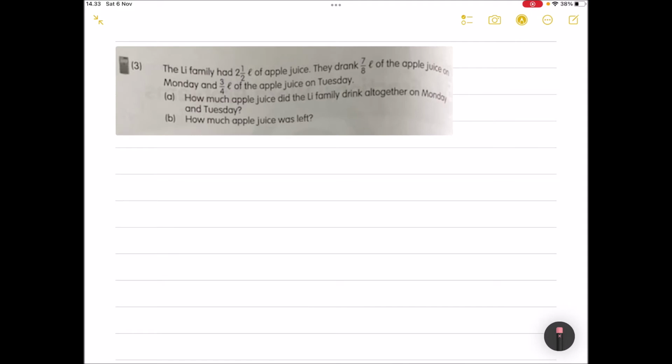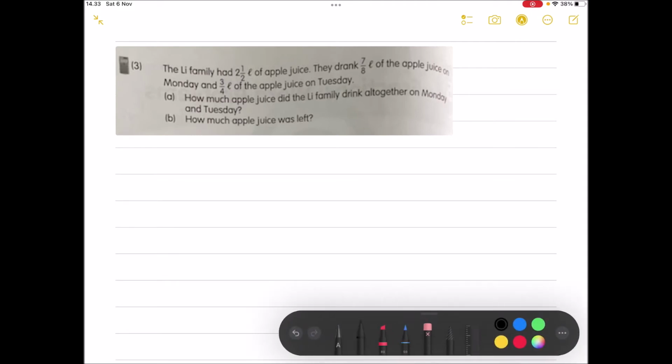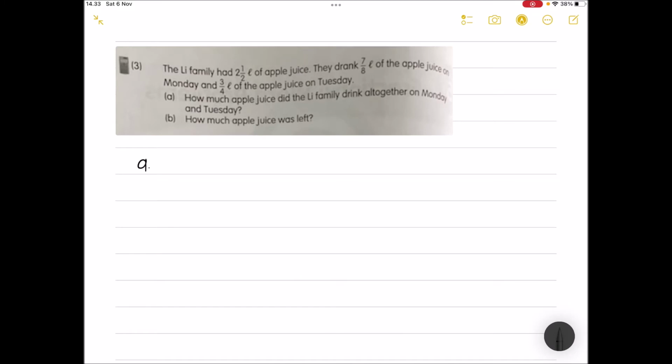That's the trick that we can use. Now, since we know the steps of doing it with a whole number, we just do the same thing with the fraction. That way we don't have to draw any model here. They drank 7/8 liter of apple juice on Monday and 3/4 liter of apple juice on Tuesday. You just have to add them. So it's 7/8 plus 3/4.